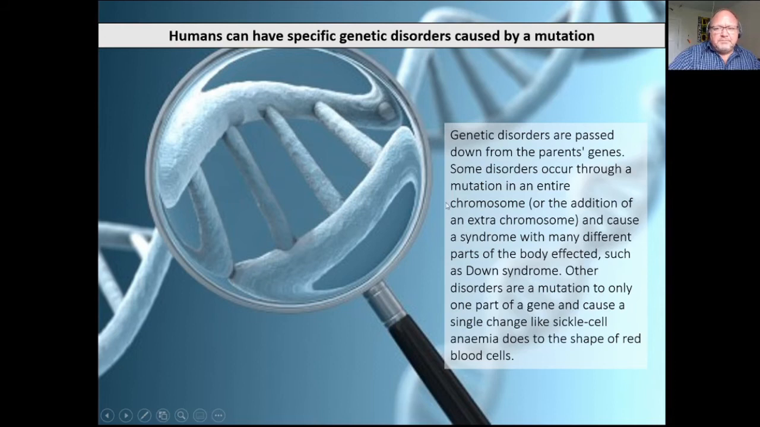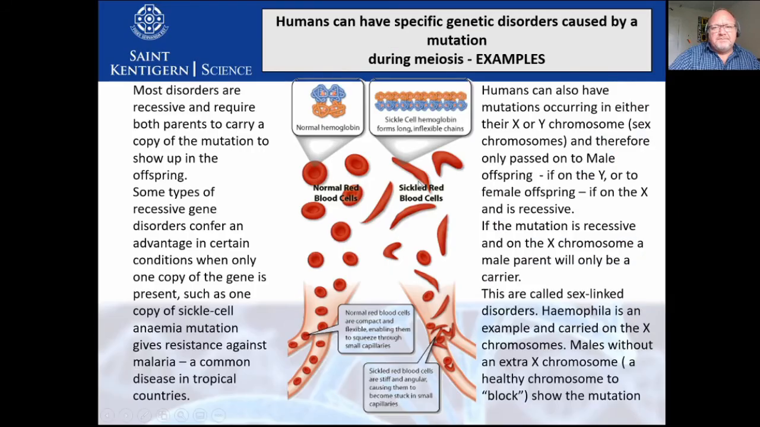Okay, we also have genetic mutation, things like Down syndrome, and we've talked a lot about these. Sickle cell anemia, also hemophilia. I've showed you Queen Victoria's bloodline and how she passed that on, and she was the first one in her family to actually get the mutation. So, yeah. Okay, so humans can have specific genetic disorders caused by these.